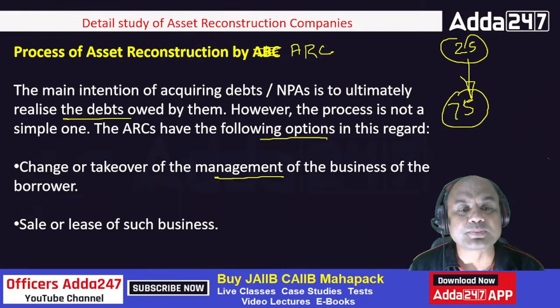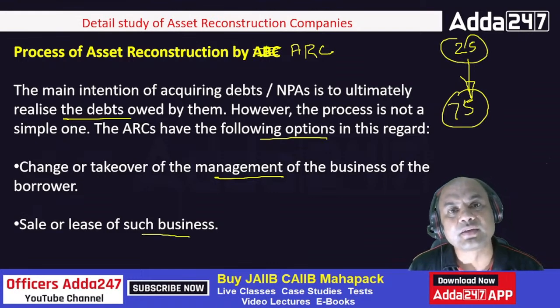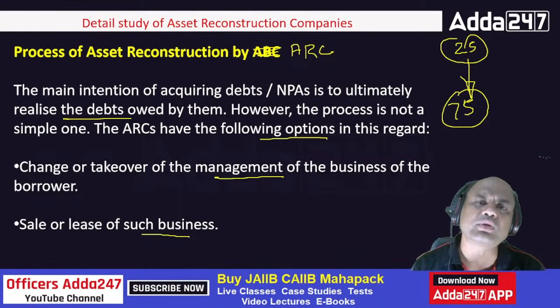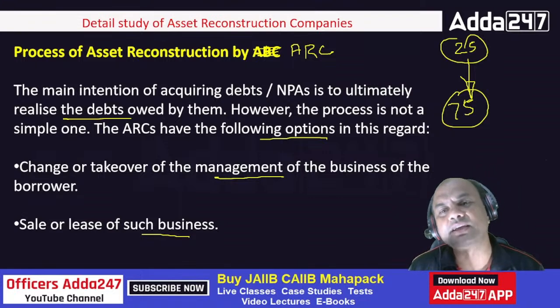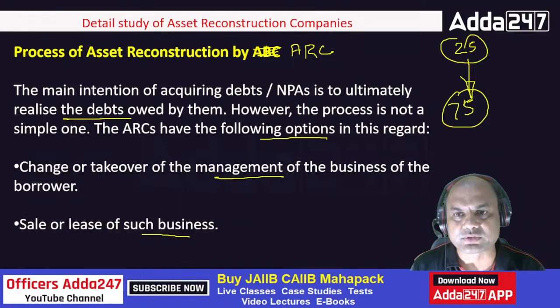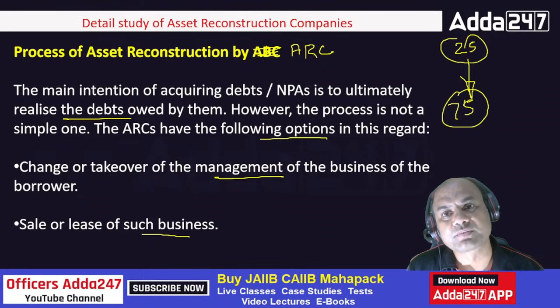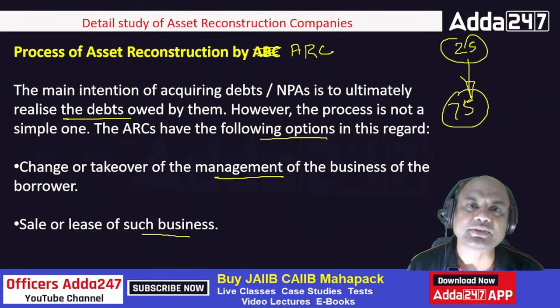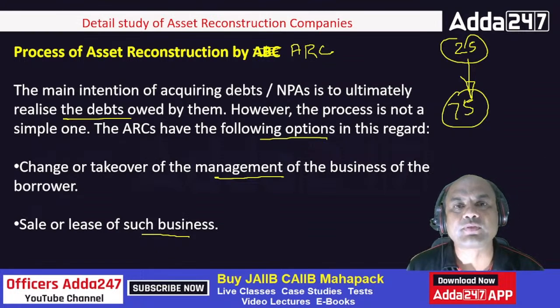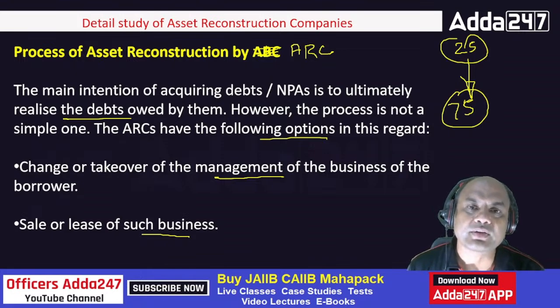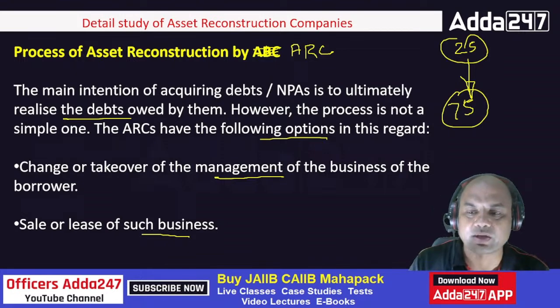Sale or lease of such business. So it has also got this option. Suppose this business can be sold to somebody who is ready to take it. Let's say the ARC has purchased it for 25 crores. Now if there is some XYZ company who is ready to purchase it at 50 crores also, what will the ARC do? The ARC will say, okay, 25 I have bought, 50 I have sold, I am in profit. So it has earned a profit of 25 crores over here.